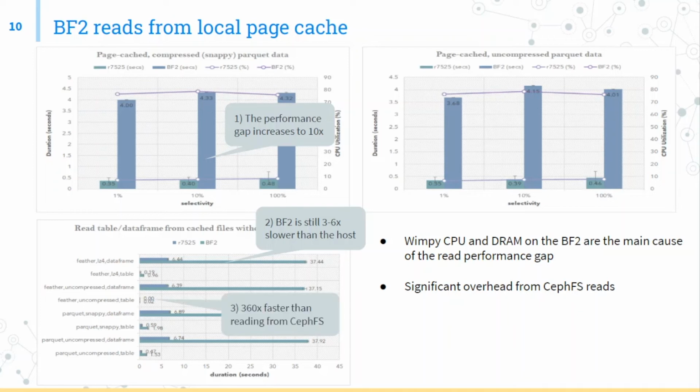More importantly, we see that the performance of reading without selectivity from page cache can be 360 times faster than reading from the CephFS on main store, meaning the overhead of CephFS reads is significantly high on the Preview 2 card.